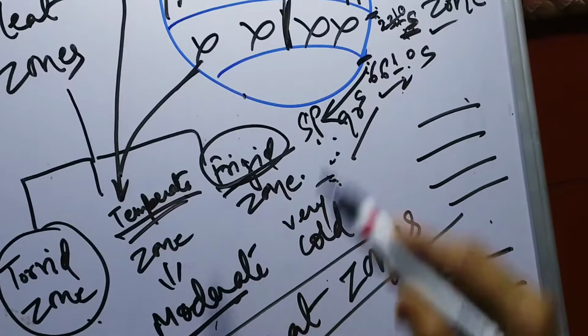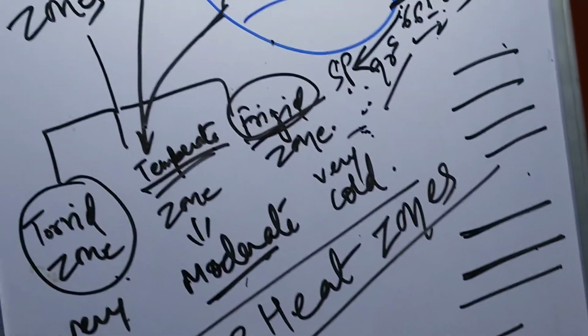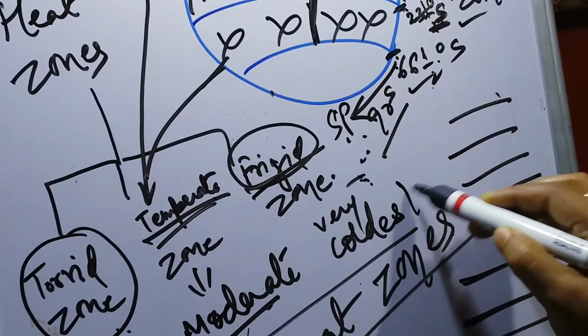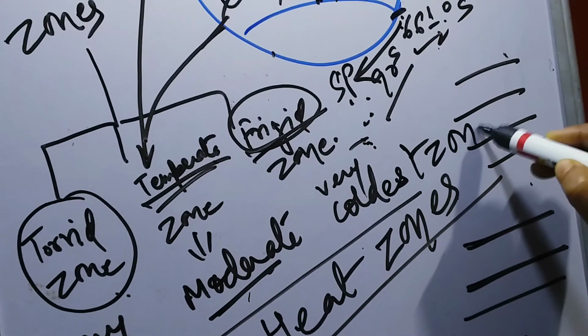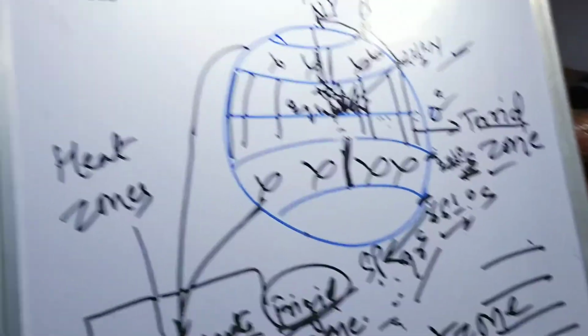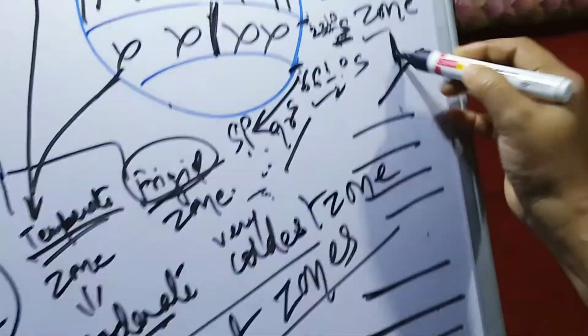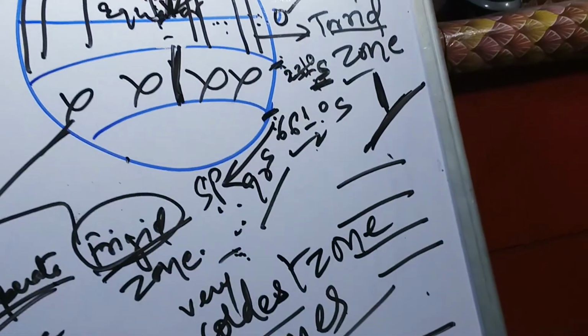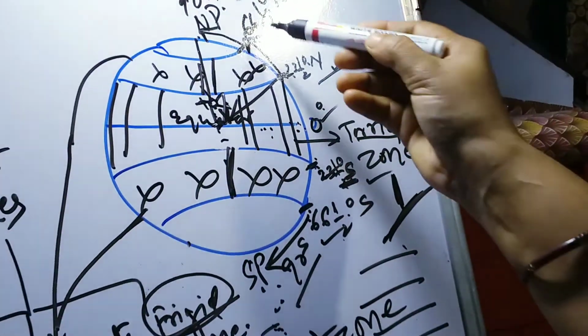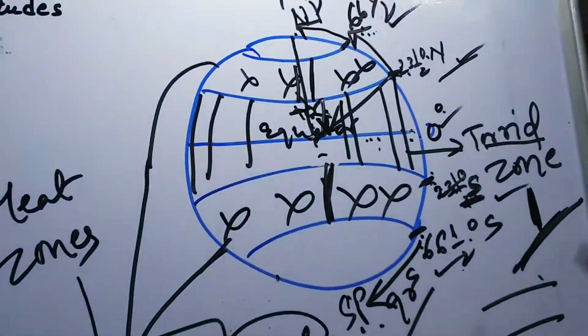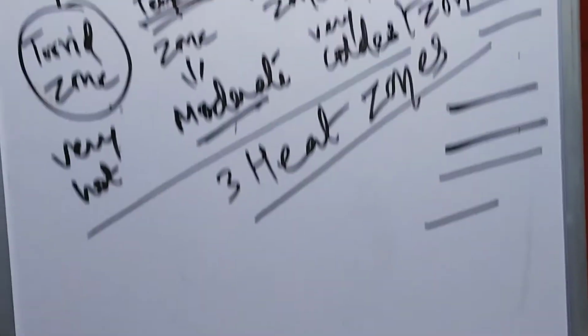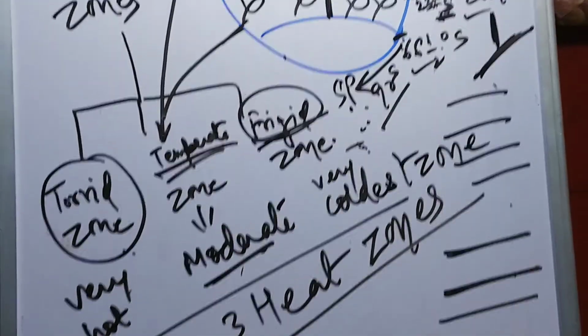Next is your frigid zone. It is the coldest zone of the earth. And the rays of the sun are always slanting. Slanting means it is not falling directly. And the limit of this zone is from Arctic to North Pole and from Antarctic to South Pole. So these are the three heat zones of the earth.